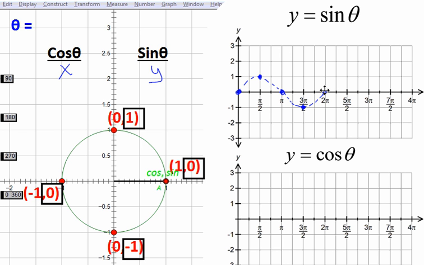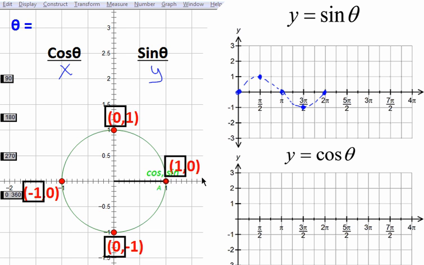Okay, similarly now, if I wanted to look at the cosine values, I would just look at the x values there. So I will go around again, make a different graph. You'll see some similarities between the graphs here. Okay, so when I start at 0 degrees, or 0 radians, you see that I get an x value of 1. And then when I move to 90 degrees, or pi halves radians, I get an x value of 0.